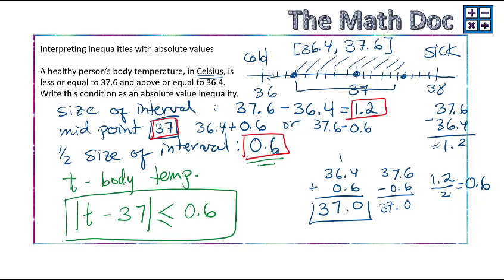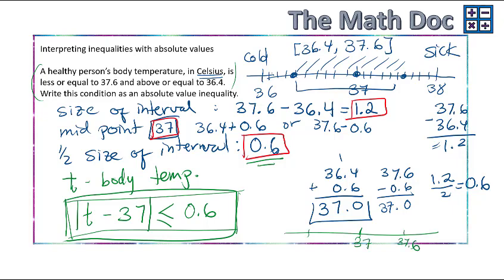So this is the result we were looking for. This is the same problem, the same conditions as we had here as a set of two inequalities, with a single absolute value inequality. You can take the time to check this again on a number line. We have 37, we can go 0.6 up, 37.6, we can go 0.6 down, 36.4, and we're within this healthy region.